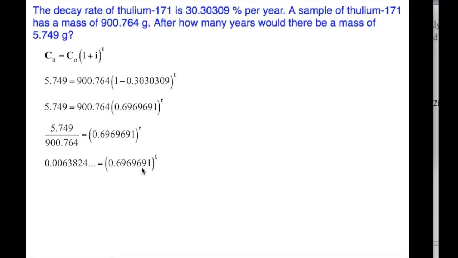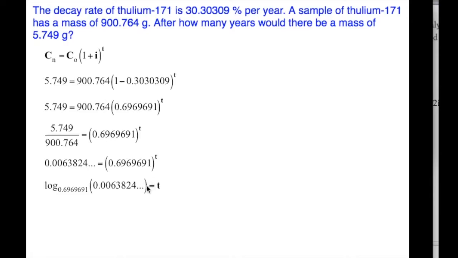Our old base is going to become the base of the log. So we're saying the log of this thing to the base 0.6969691 is going to be equal to t. So we say the log of this thing, the 0.0063824, and it goes on forever, take the log of that, to the base 0.6969691, is equal to t.